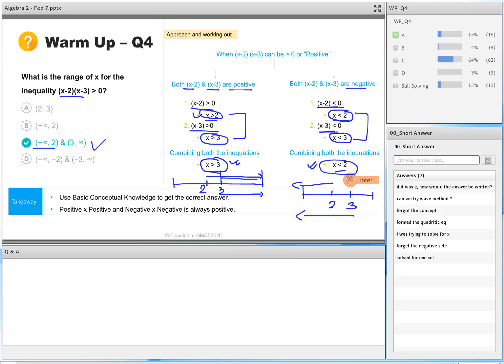If it was greater than equal to, how would the answer be written? Very good question. Had the question asked me greater than equal to, then I would have used whether 2 and 3 are to be included in my answer or not. So for that, I would have to use the square brackets.